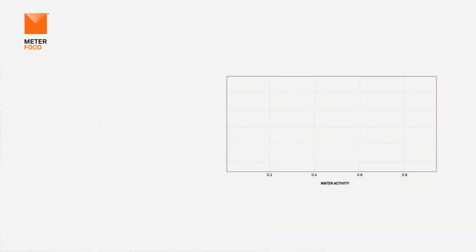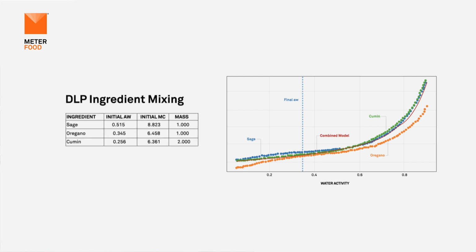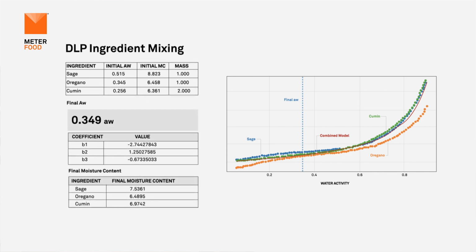And I just kind of wanted to talk a little bit about how this works and then the comparisons we did. So you'll see here all of the isotherms for the sage, the cumin, the oregano, a combined model, so where we put those all together. And I also wanted to show where we started. This is where we started with all of the ingredients, where the initial water activity, what the initial moisture content was based off of the isotherm and the mass ratios. And once we put it all in there, you can see there that we got a final water activity of 0.349.